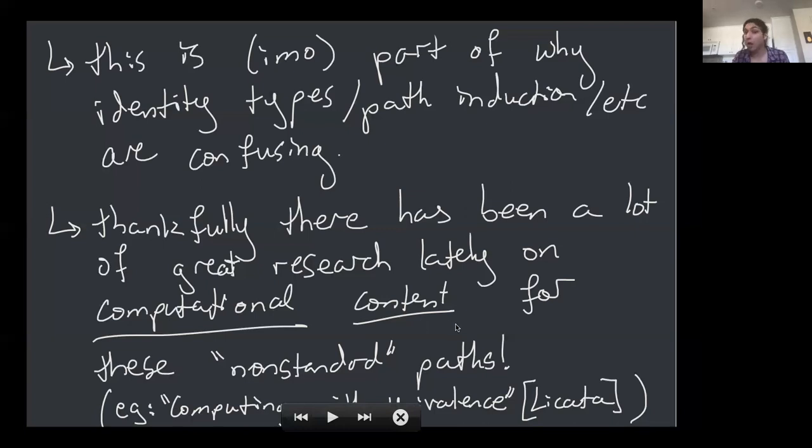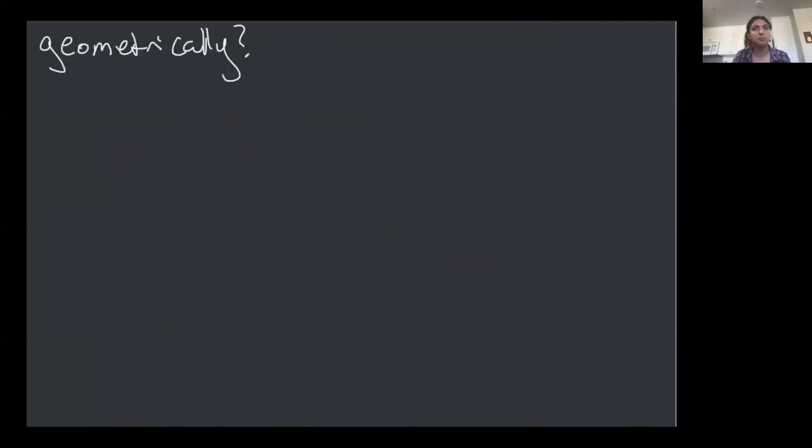Thankfully, there's been a lot of great research lately by Dan Licata and others trying to find computational content for not only paths, but also for the univalence axiom itself. So the paths that are given to us by univalence. With this in mind, I think the next generation of homotopy type theorists are going to have a much easier time conceptualizing path types, because suddenly there are things that you can get your hands on and that you can compute with. So that's really cool.